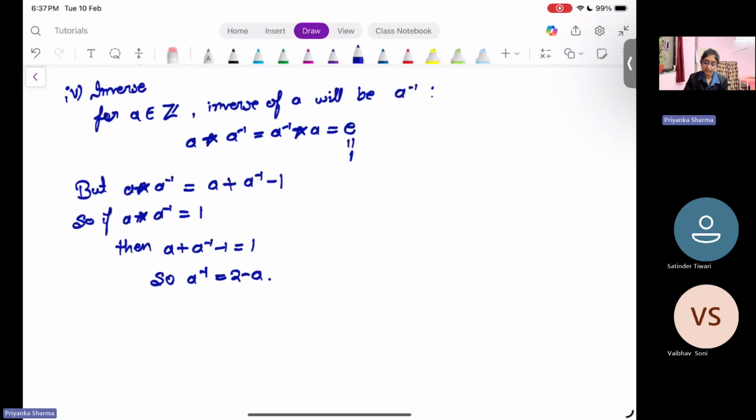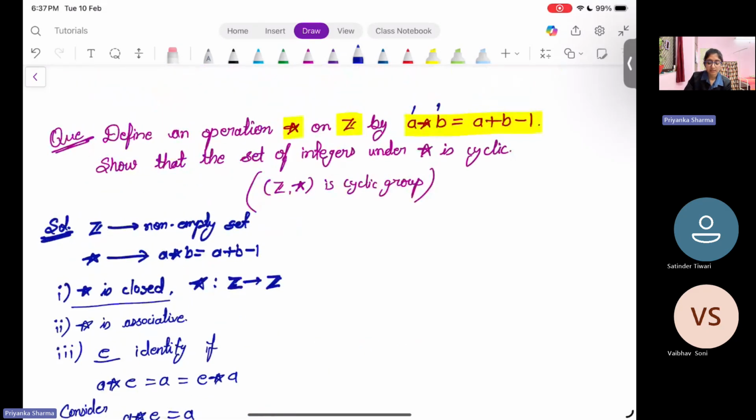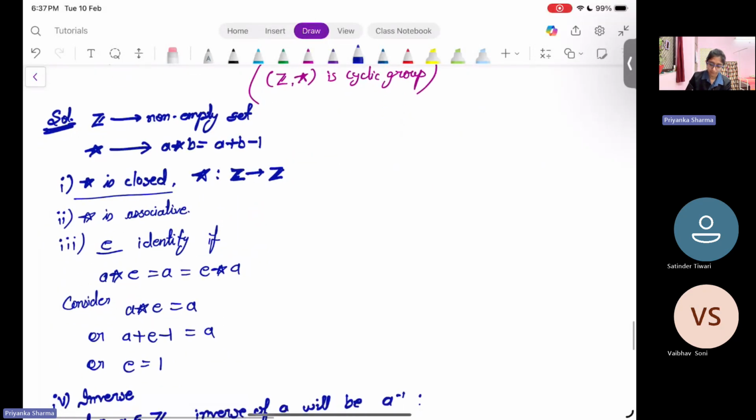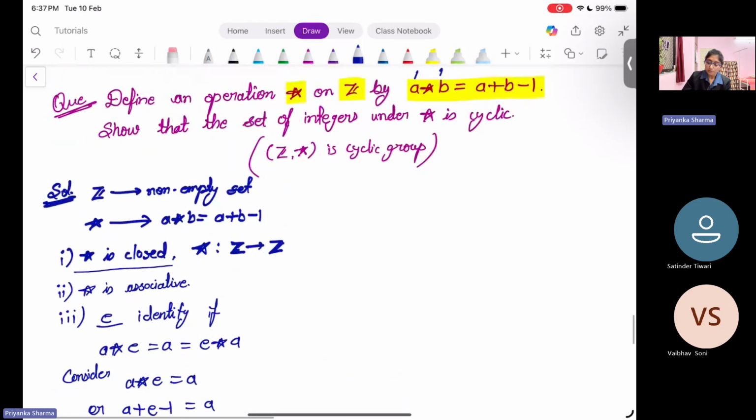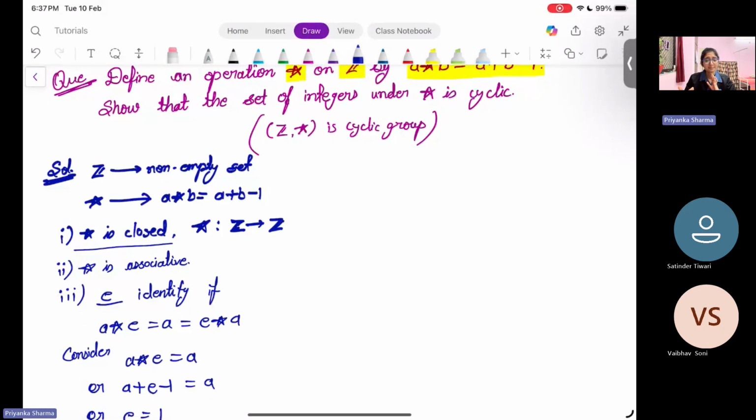Now we can also check that this group is commutative. Because whenever we take B star A, that will be B plus A minus 1, which is the same as A plus B minus 1, or A star B. So this group is commutative, or abelian, also. So till now, we discussed that this algebraic structure, Z with star, is a group. Now, we need to check whether this is a cyclic group. This will be cyclic if we have some generator in this. So, can you think about the generators?